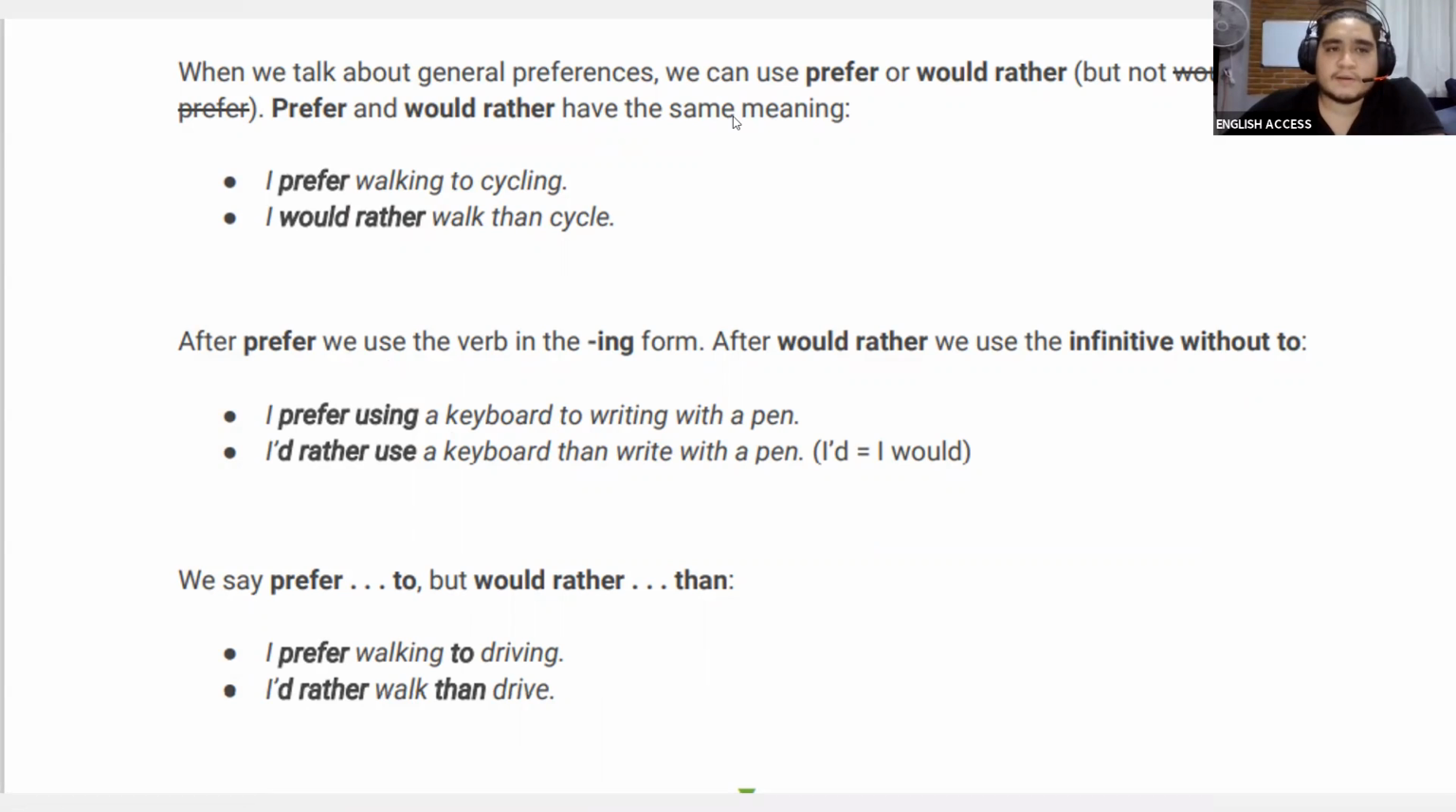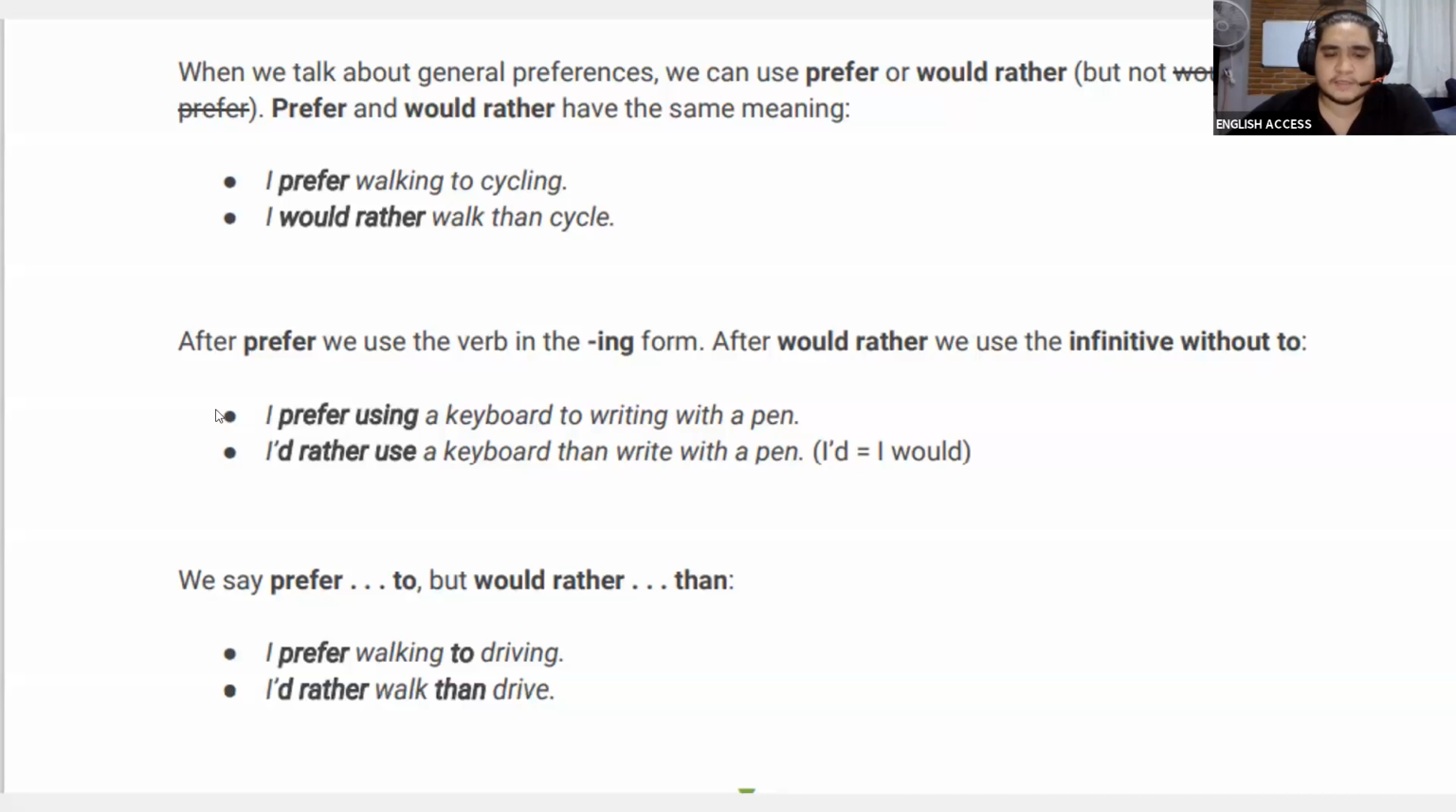Now, when we talk about general preferences, we can use prefer or would rather, but not would prefer. Prefer and would rather in this case have the same meaning. Now we have two examples here. I prefer walking to cycling. And I would rather walk than cycle. After prefer, we use the verb in the ing form. After would rather, we use the infinitive without to, which is just the simple form of the verb.